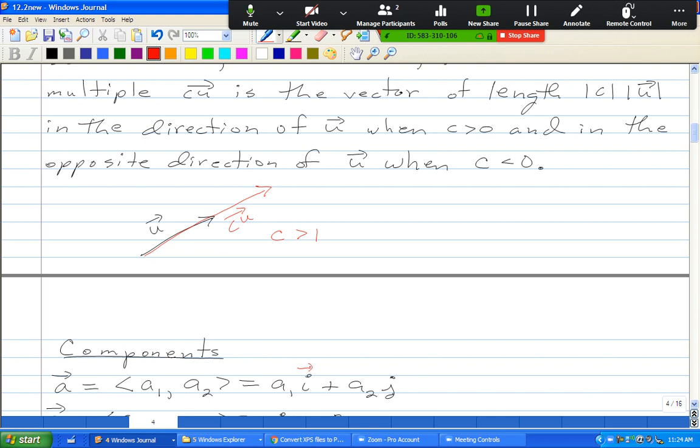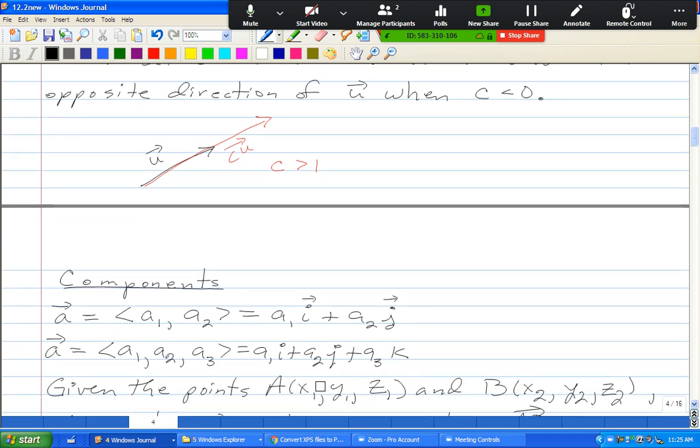I can also write this vector in terms of the standard basis. So i is a unit vector in the direction of the x-axis. j is a unit vector in the direction of the y-axis. Then I can write the vector a as a1 times i plus a2 times j.